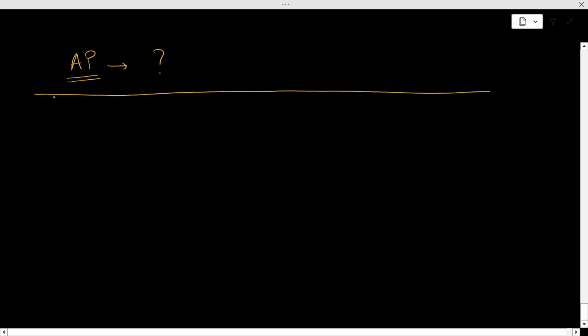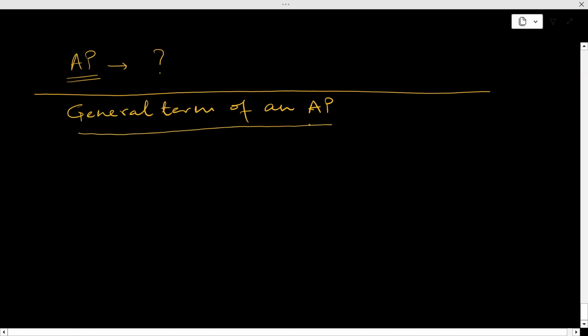Okay, so today's topic is the general term of an AP. Means if we are given the first term and the common difference, then how do we find out some given term using the information which we have.